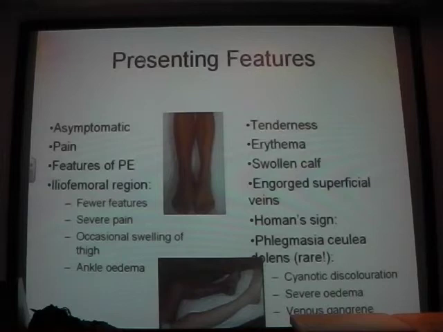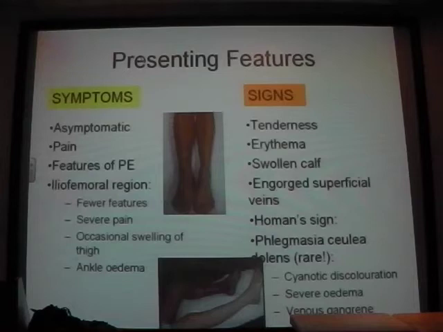And the picture's just going over it, but there's a very rare complication from DVT that I can't pronounce, but I think it's phlegmasia cerulea dolens. It's essentially when you get a blood clot that completely obstructs the vein, and you get cyanotic discoloration, massive edema, and you can get gangrene if it's untreated. It's mainly the iliac vein.